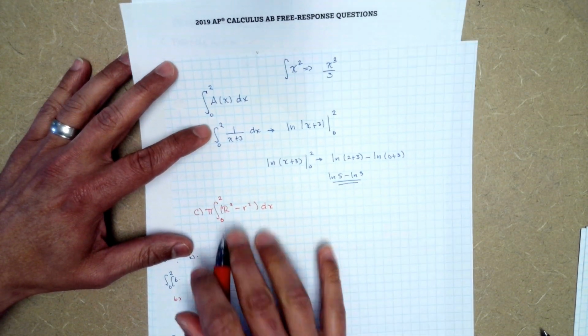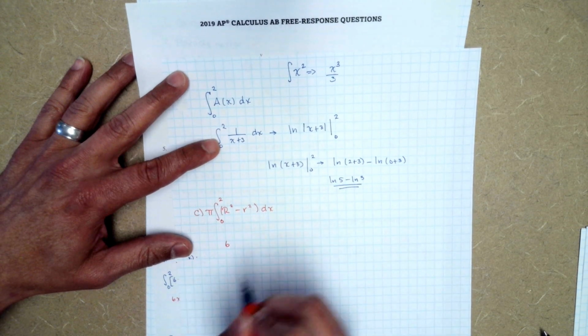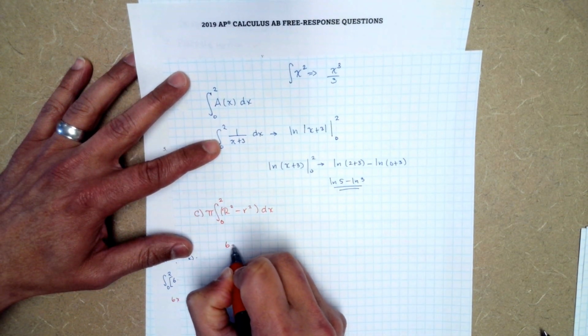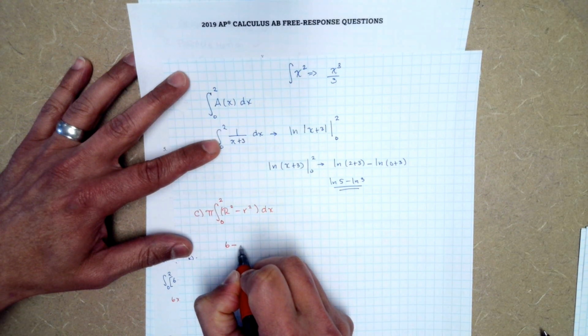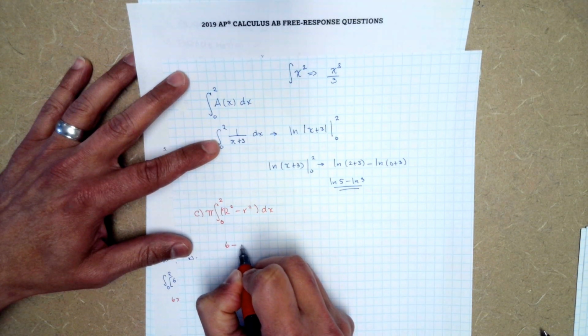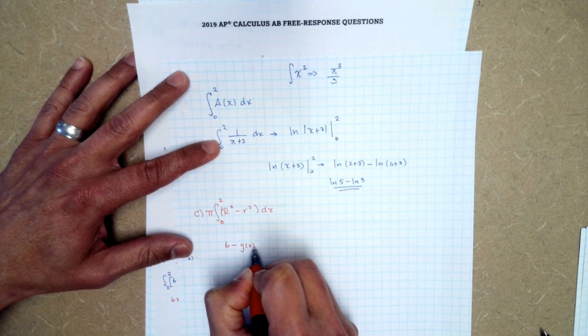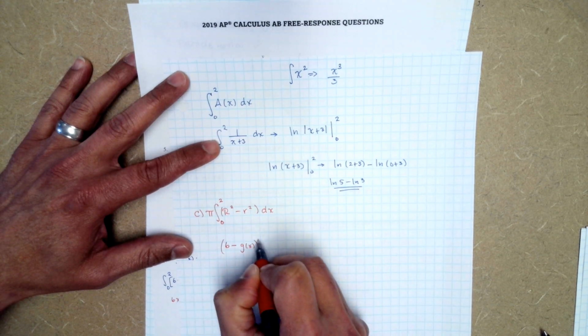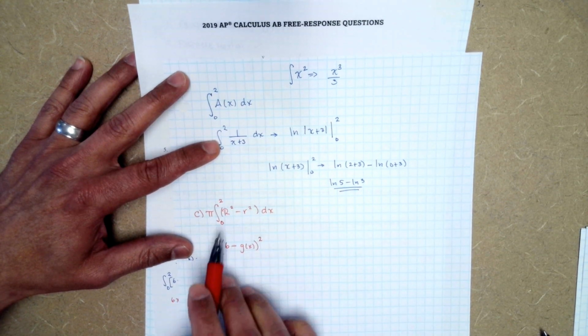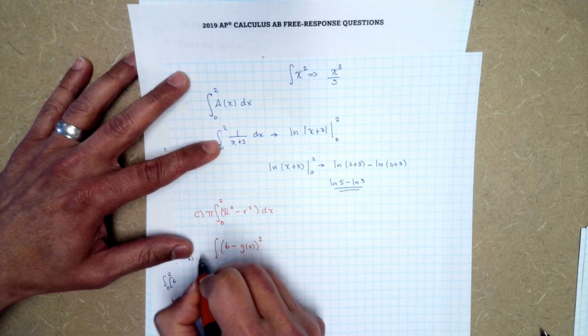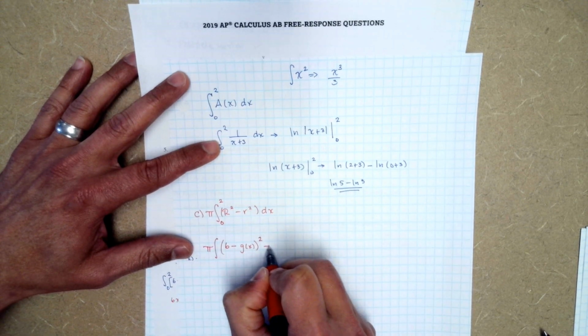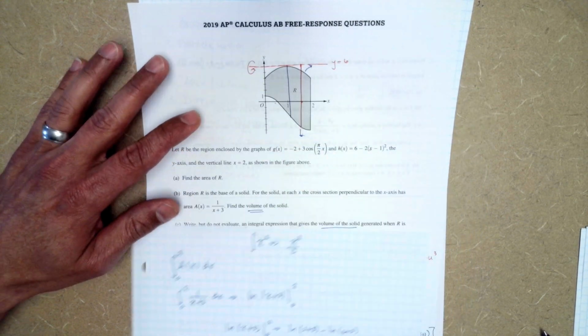All right, so what's the outer radius? Well, it's that 6 plus that other distance, but that's the negative because it's below the x-axis. And so what's that function? That's g of x. Okay, and we're going to square it, because the outer radius has to be squared. And then minus, now we've got to do the inner radius.